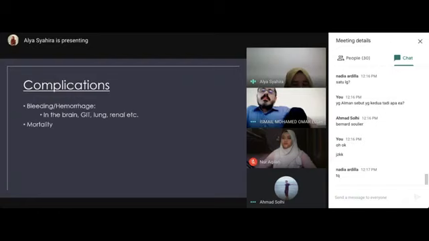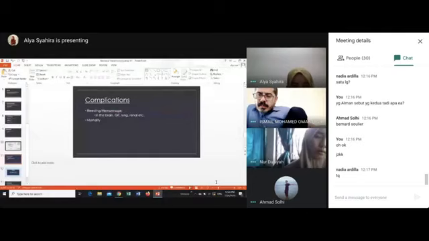Okay, any question to Shahira about thrombocytopenia? Any question? Okay, if no questions, we go to the next presentation. Thanks, Shahira. Thank you, Dr.